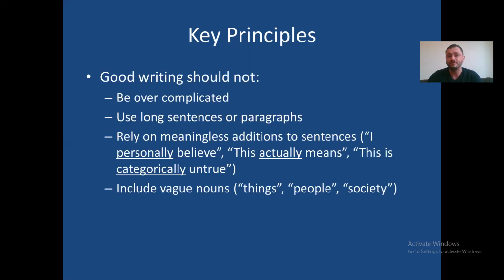It should not include vague nouns, another pet peeve of mine. So things, people, society. If you're saying things, think what the thing is and say that thing instead of saying things. So if I were to say, for example, there are a lot of things about the bus being late that annoy me, what I could say is there are a lot of factors of the bus being late that irritate me, such as, and I would list those.